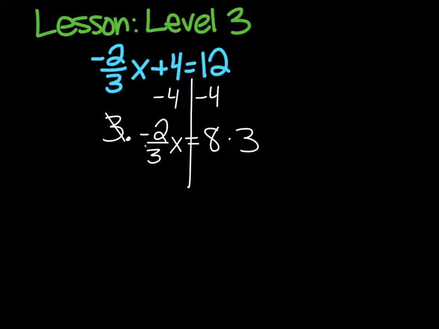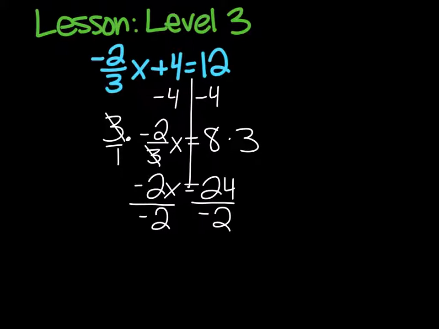My 3's on the left side cancel, so I'm left with negative 2x equals 24. Since I have negative 2 times x, and multiplication and division are inverse operations, I'm going to divide both sides by negative 2. Therefore, I have x equals negative 12 as my solution.